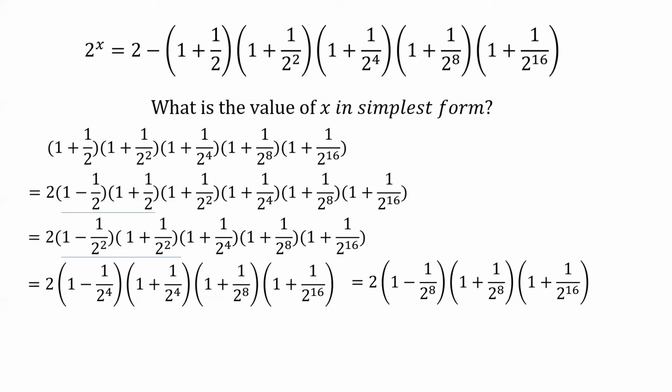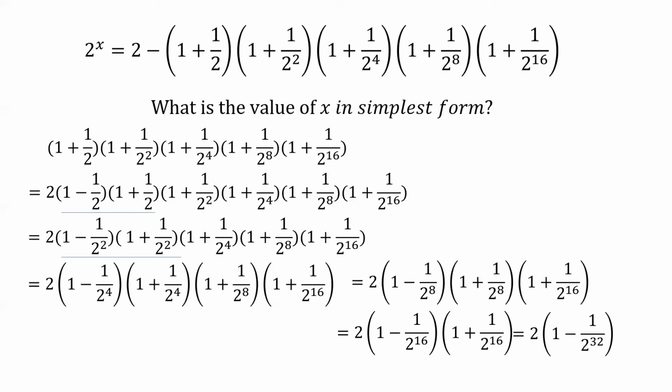Now if we combine 1 minus 1 by 2 to the power 8 multiplied by 1 plus 1 by 2 to the power 8, that becomes 1 minus 1 by 2 to the power 16. And finally we combine 1 minus 1 by 2 to the power 16 and 1 plus 1 by 2 to the power 16, and that becomes 1 minus 1 by 2 to the power 32. So 2 still remains, and we're left with 2 multiplied by 1 minus 1 by 2 to the power 32.